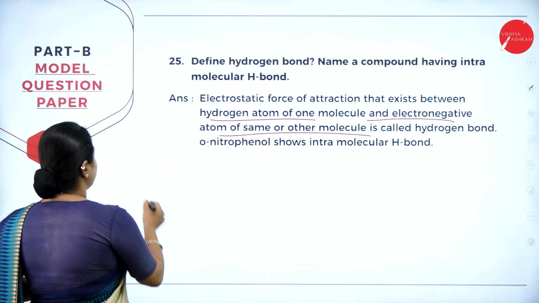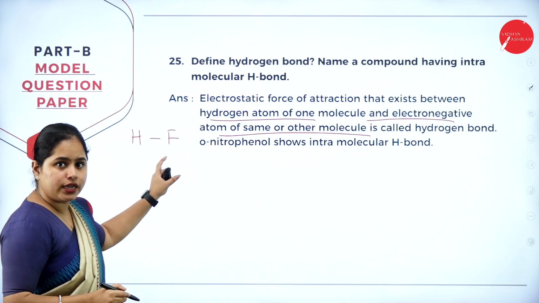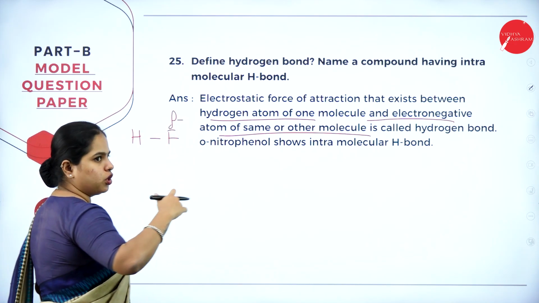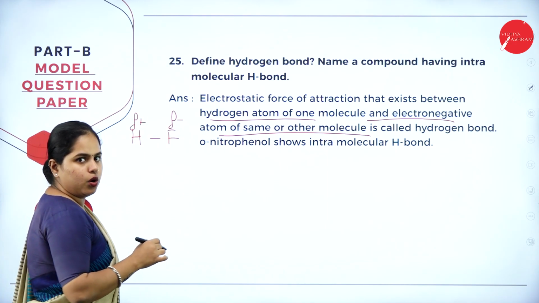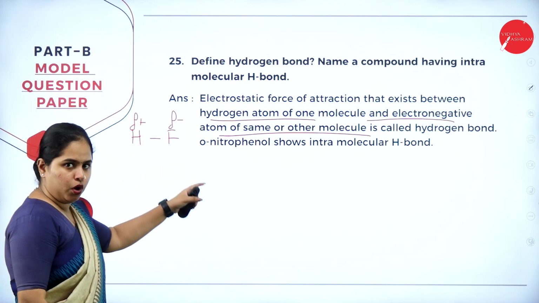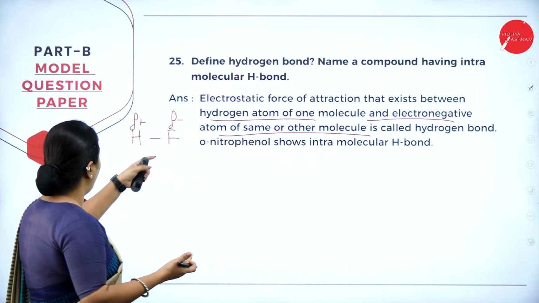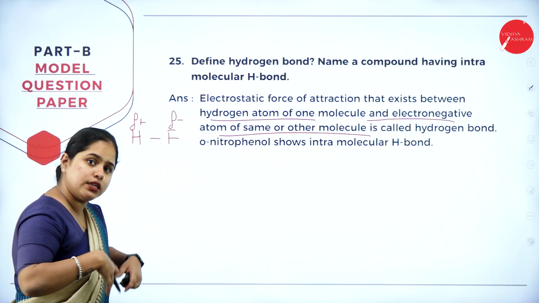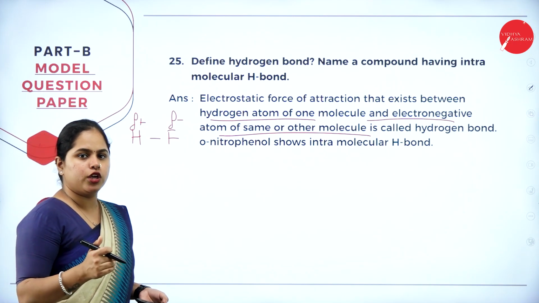So what is hydrogen bond? For example, if HF is a molecule, because of the electronegativity difference, fluorine will have a partial negative charge because it is more electronegative. Hydrogen will have a partial positive charge. This hydrogen can form a hydrogen bond with a higher electronegative element present in the same molecule, or with a higher electronegative element present in another molecule. Based on that you have 2 types, intermolecular and intramolecular hydrogen bonding.